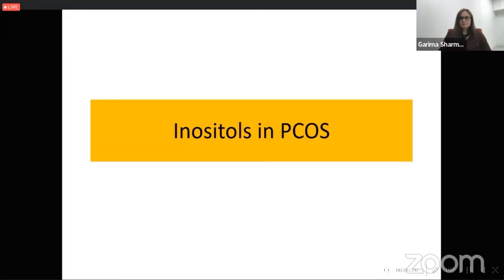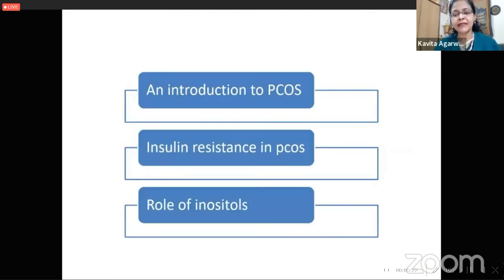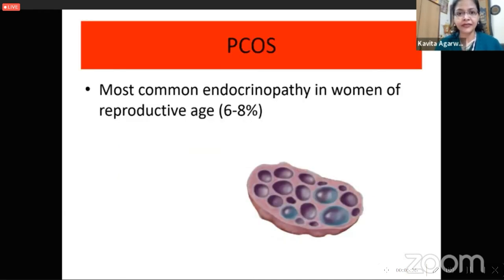Thanks, Dr. Garima, for the kind introduction. I will just share the slide. So I'll be talking on inositols in PCOS. I will start with an overview of PCOS, followed by insulin resistance in PCOS, and then I would come on to what is the role of inositols in PCOS, what is the actual benefit.